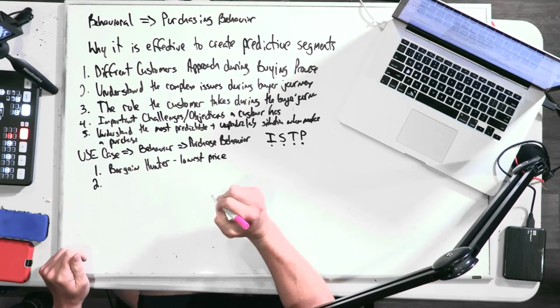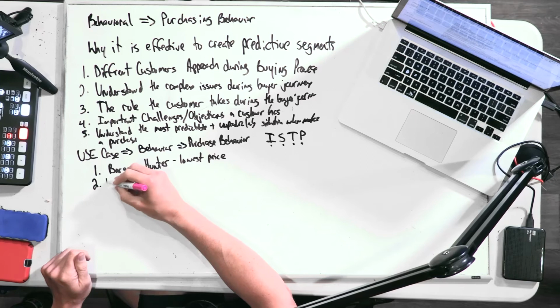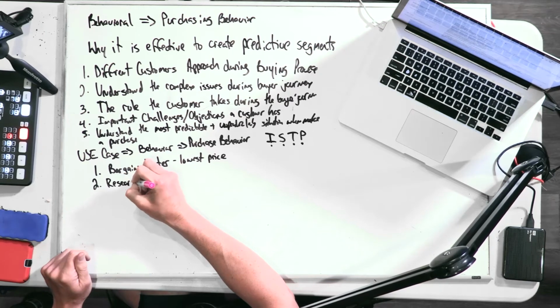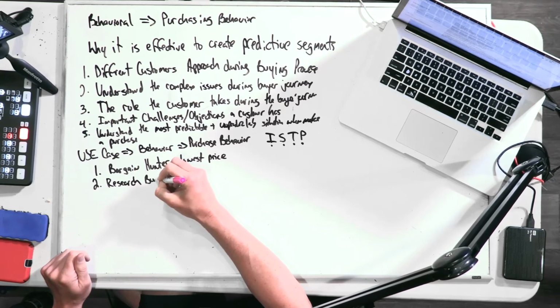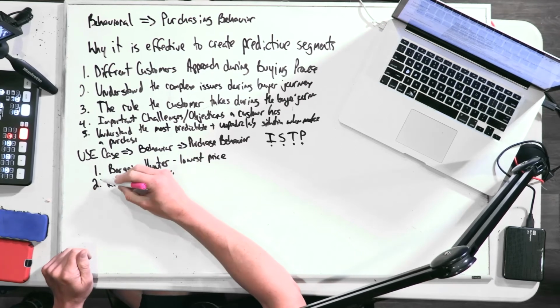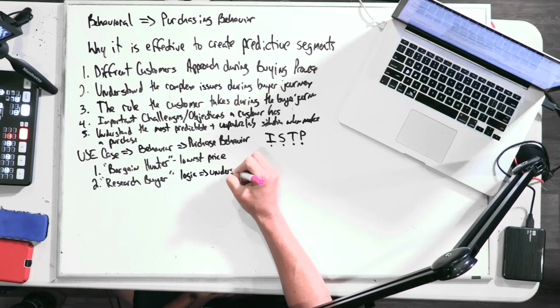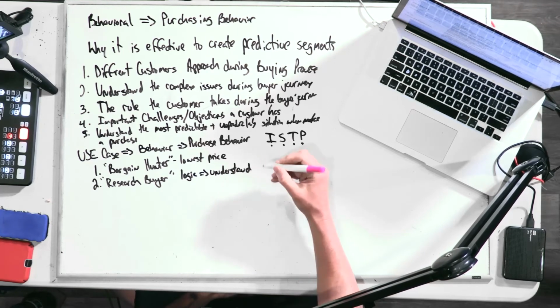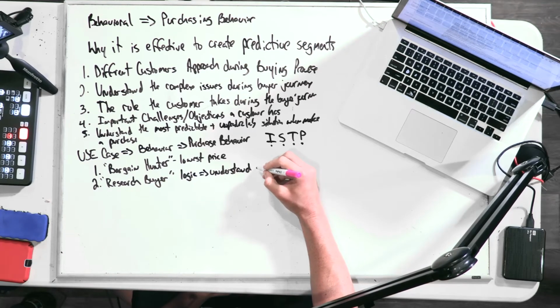Number 2, the research buyer. This person is extremely logical. They want to understand. They want to understand every step, every detail of your product. They want to know everything they can.